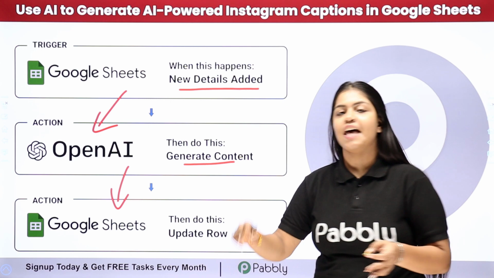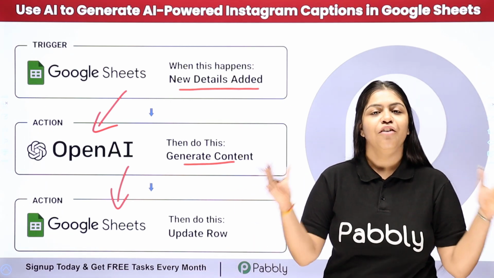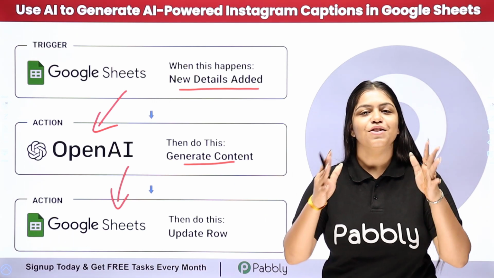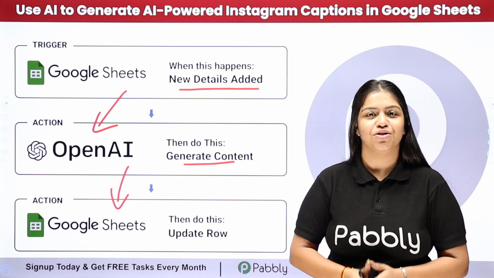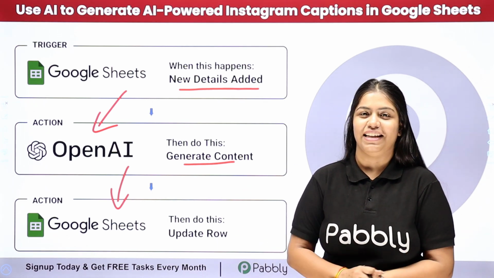So to do this, we are simply going to create a connection between Google Sheets, OpenAI and Google Sheets. And to create this connection without knowing any programming or coding language, we are going to use Pabbly Connect. It is an amazing automation software. So if you also want to create this amazing automation for your own business, then for that you have to come with me towards my screen.